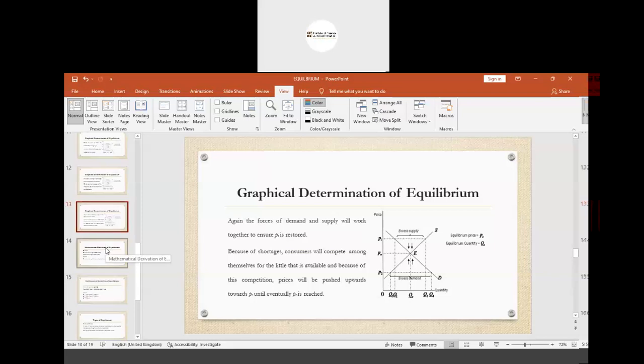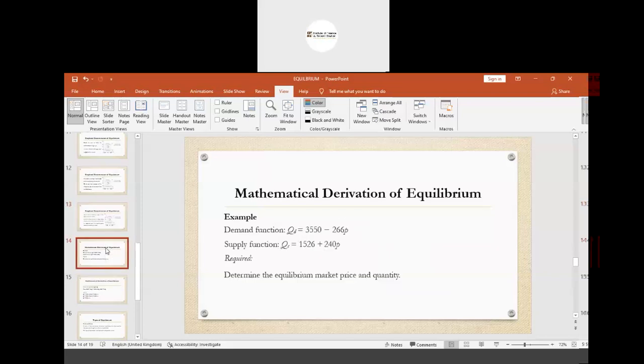But we can also determine equilibrium mathematically. We've been given the demand function, and the demand function is always QD, quantity demanded, equal to 3,000 plus a coefficient, which will always be positive, but demand will always be negatively related with price. On the other hand, supply is positively related with price. How to solve that mathematically is simply to equate the two equations.